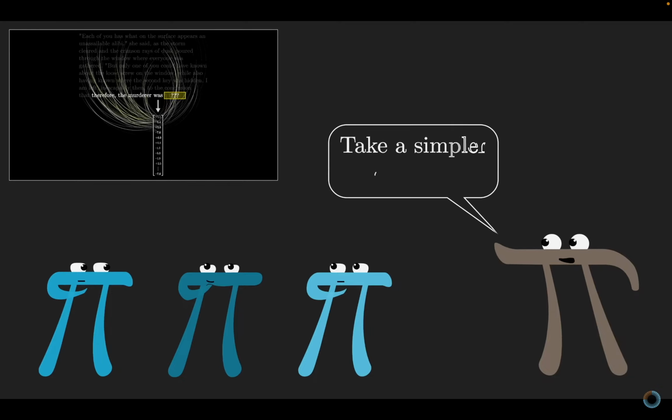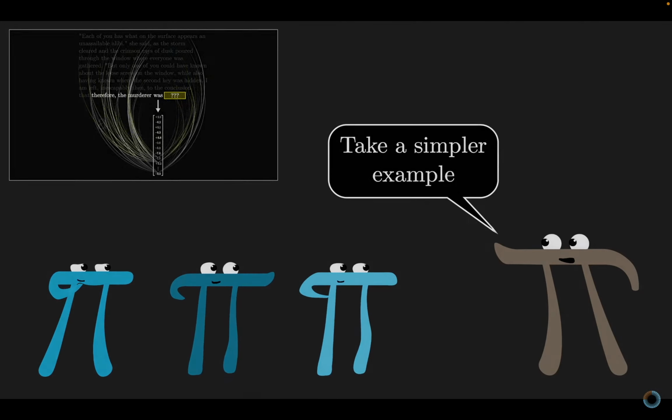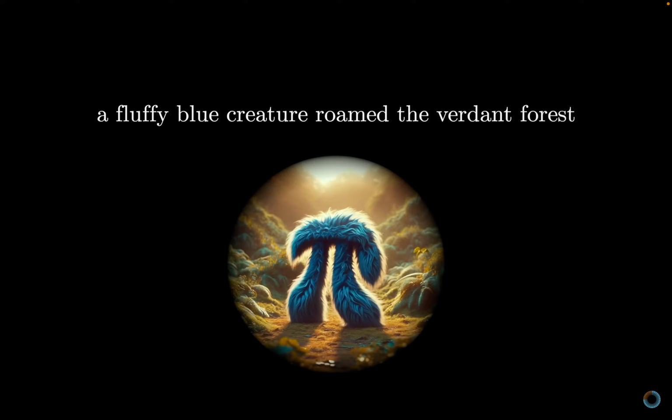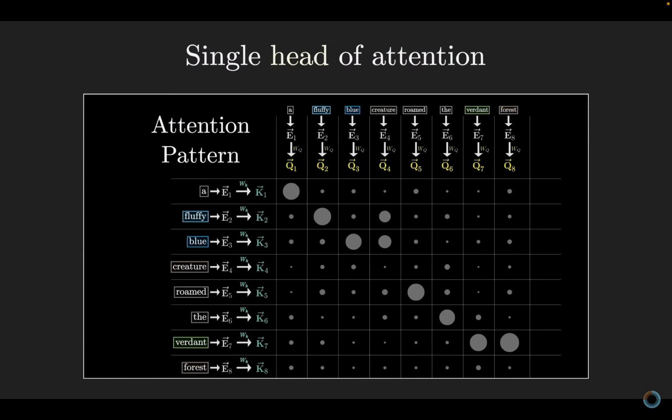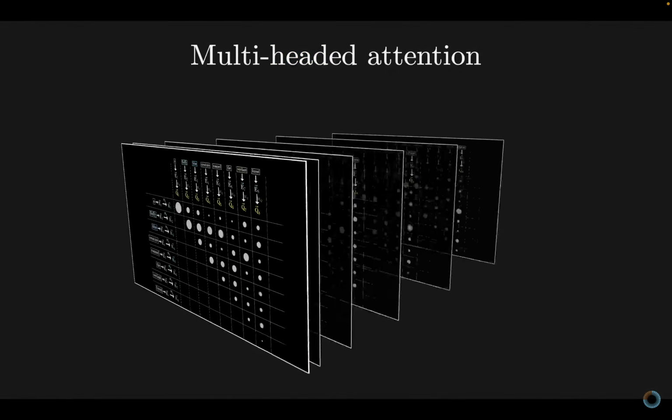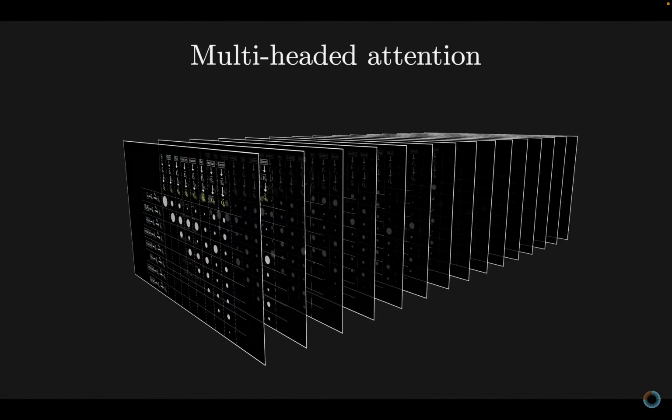To step through the computations, though, let's take a much simpler example. Imagine that the input includes the phrase, "A fluffy blue creature roamed the verdant forest." And for the moment, suppose that the only type of update that we care about is having the adjectives adjust the meanings of their corresponding nouns. What I'm about to describe is what we would call a single head of attention, and later we will see how the attention block consists of many different heads run in parallel.